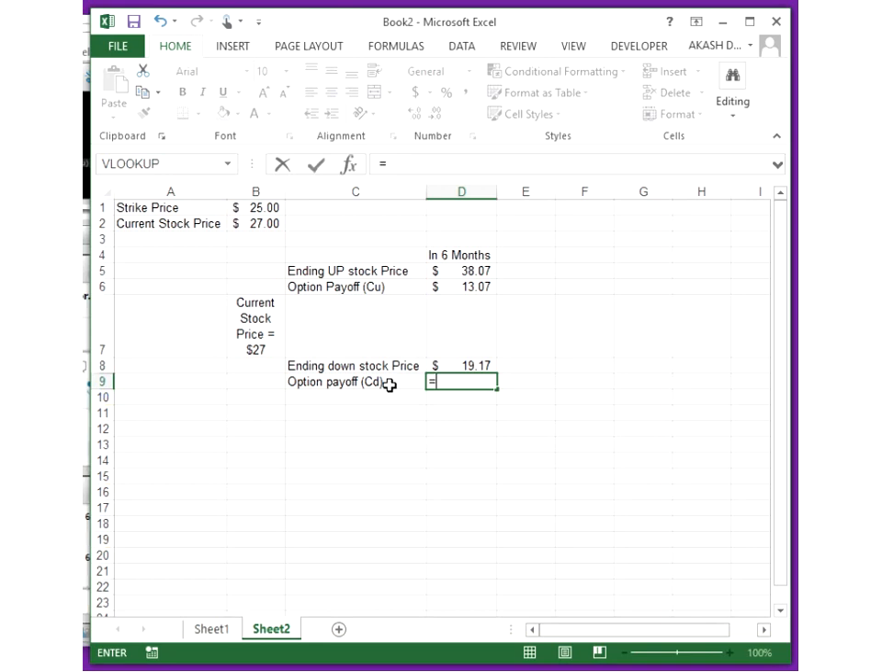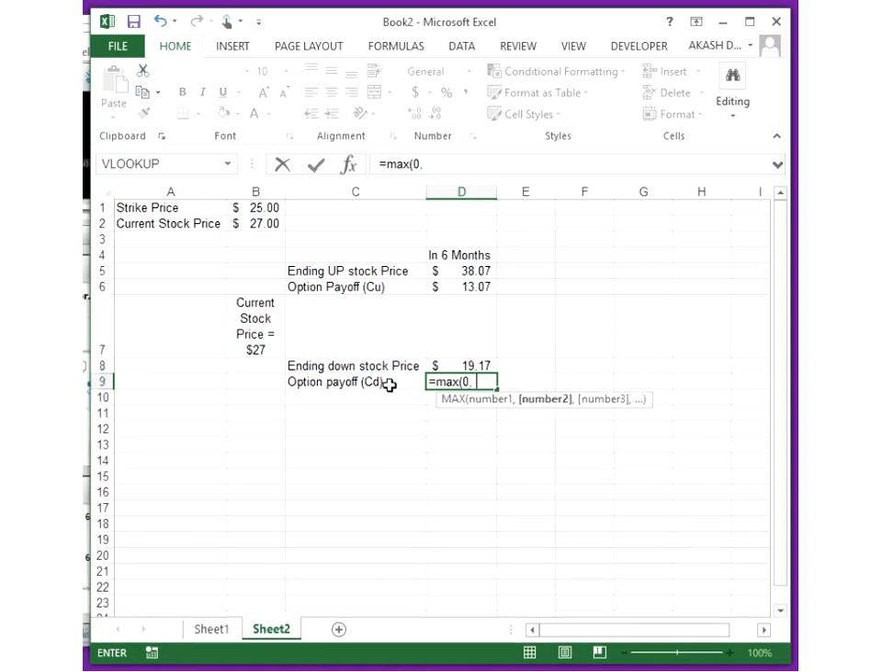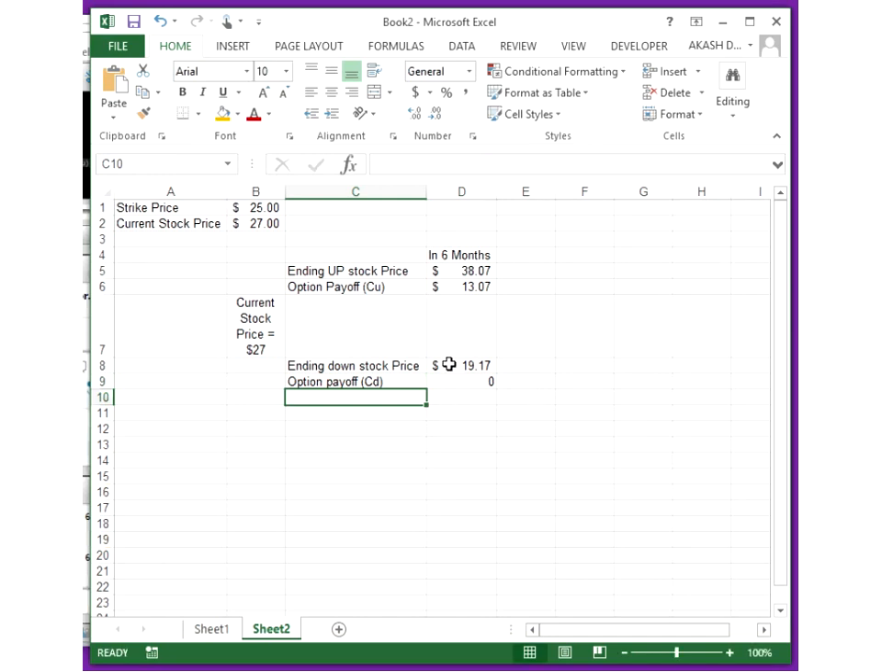I mean, we can use max, but we know it's going to be 0 because you're not going to exercise this option. But we can just follow the formula, which is going to be max of 0 or the price, which is 27 multiplied with 0.71, which is the down factor, minus the strike price, which is 25. So in this case, the value is 0. You will not exercise. Option payoff is 0.